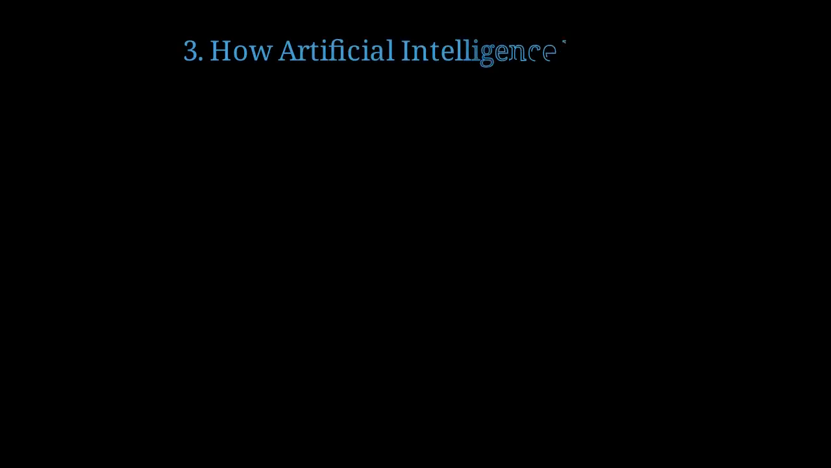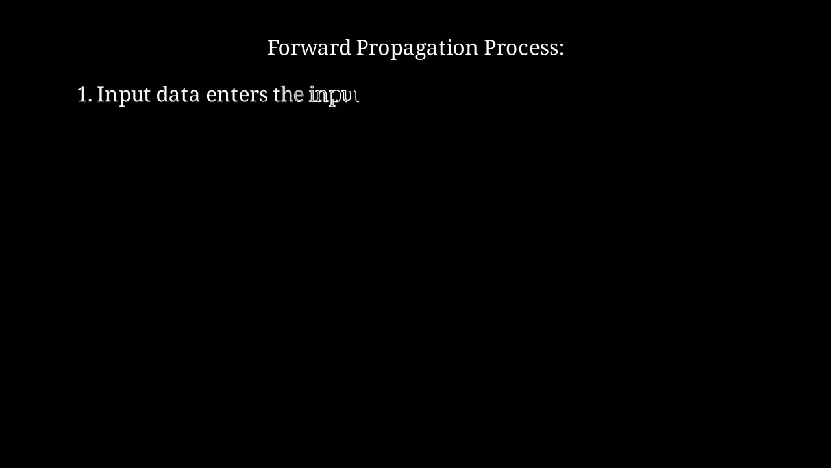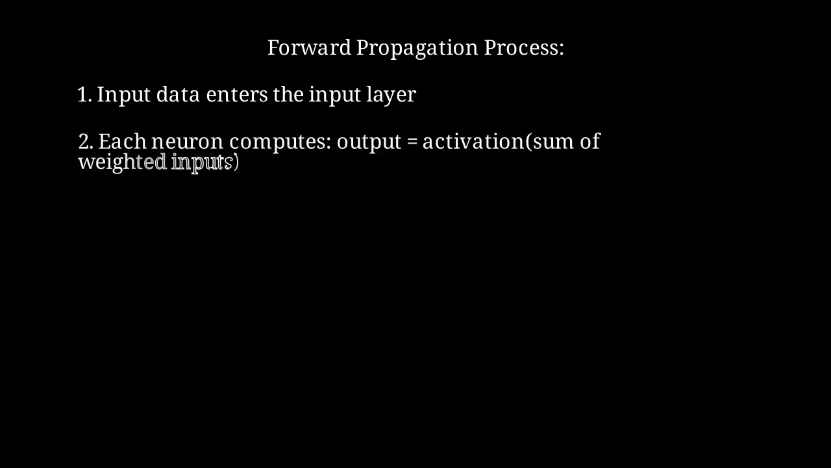Let's understand how information flows through artificial intelligence. The process of information flowing through the network is called forward propagation. First, input data enters the input layer neurons. Each neuron computes its output by taking the weighted sum of its inputs and applying an activation function.